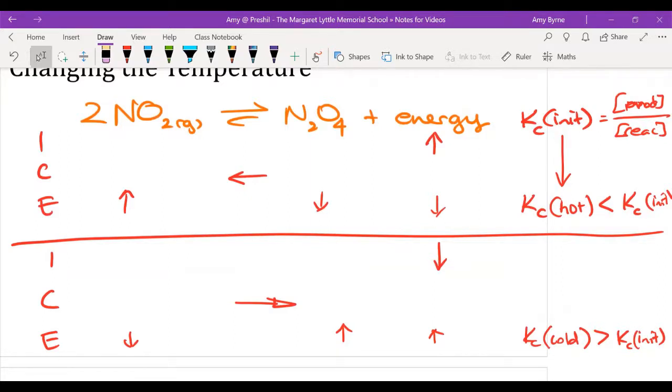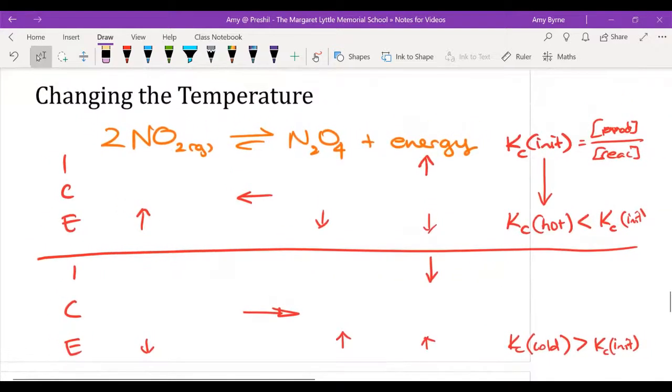The same logic applies in reverse for an endothermic reaction. Think about changing the temperature as adding or removing a product, but that product is energy. That reactant or product is energy. And this is the only thing that can change my equilibrium constant.